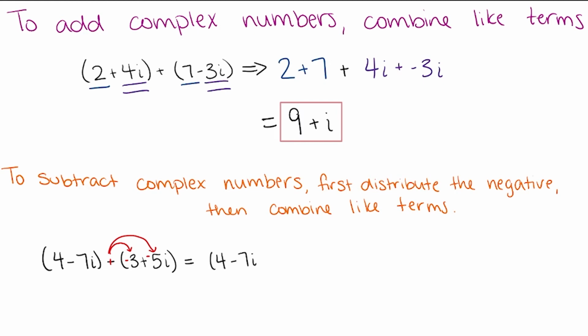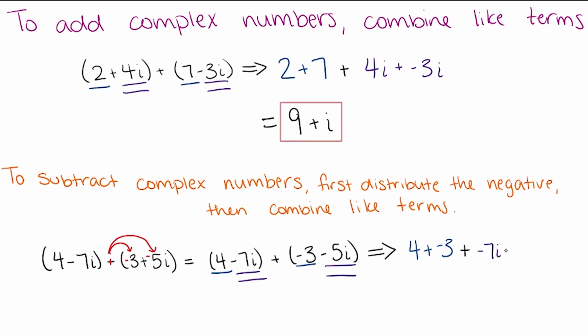So our new equation becomes 4 minus 7i plus -3 minus 5i. Now we'll combine our like terms. So our 4 and -3 are like terms, and our -7i and -5i are like terms. So we have 4 plus -3 plus -7i plus -5i. Simplifying this gives us 1 minus 12i as our final answer.